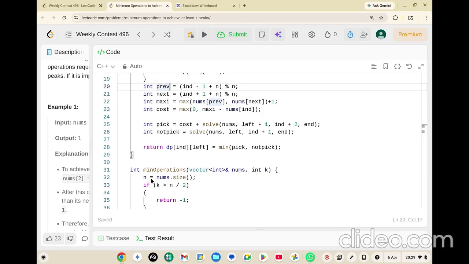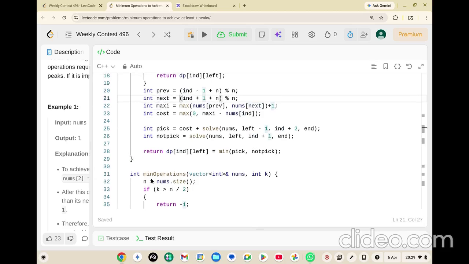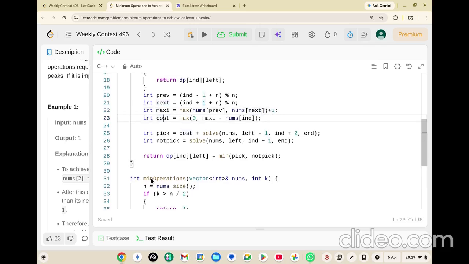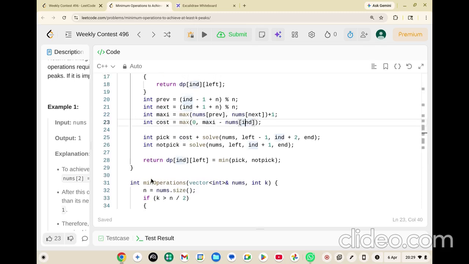How did we find previous? The same formula I used. The next, the same formula I used, right? And the maxi is max of nums of previous comma nums of next plus 1, just to make the element bigger by 1, right? And the cost will be max of 0 comma maxi minus nums of index. I hope I don't need to repeat these points again, right?